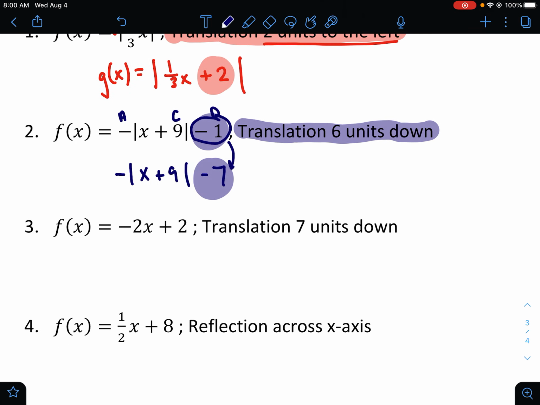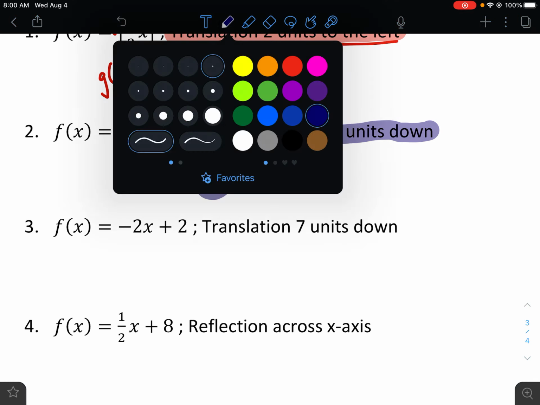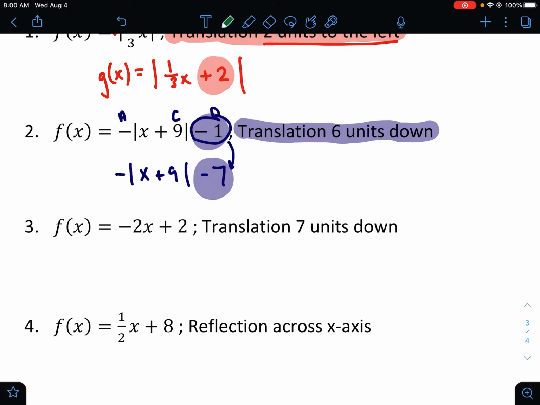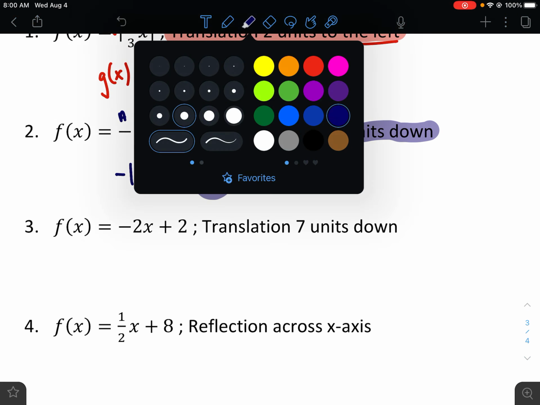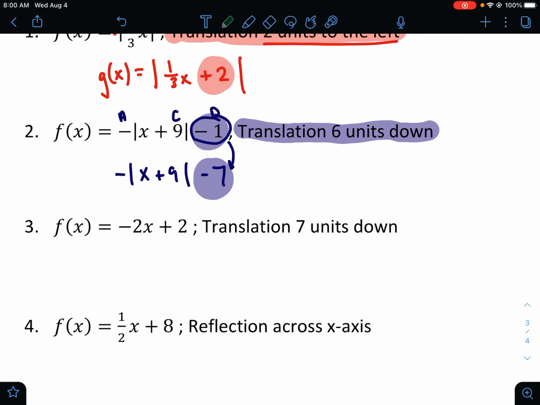Again, with number 3, you have a linear function here. With linear functions, you only have A and D. So we don't have B or C. We don't have the horizontal stuff. You really have just A and D.